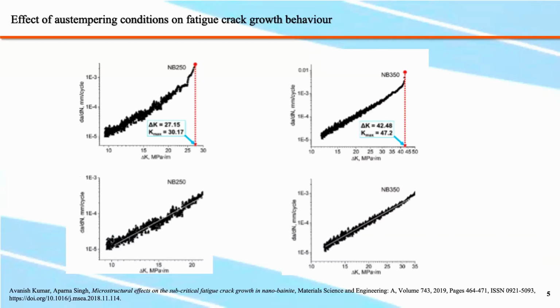But upon observing all this, we could also see that the delta K value for this NB250 specimen extends up to 25 megapascal root meter, while in case of the NB350 specimen, it extends up to 35 megapascal root meter, which is a significant difference here. So after considering all this, the question that comes to mind is, what is causing all of this? Which microstructural feature or phenomenon is behind this type of behavior of these steels?